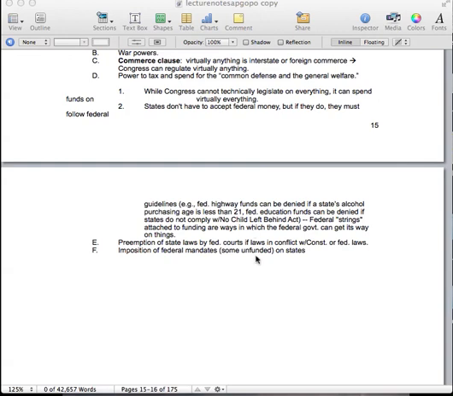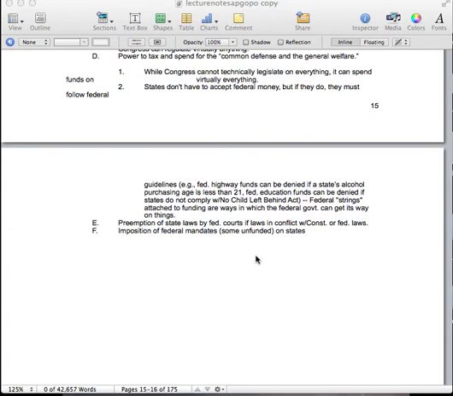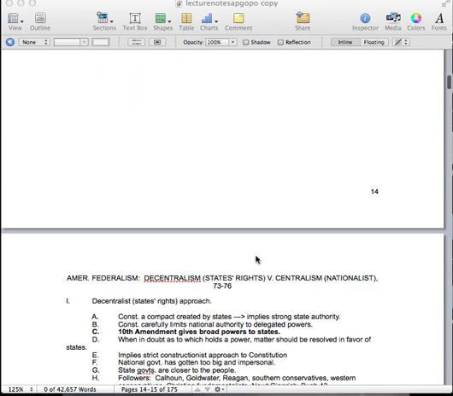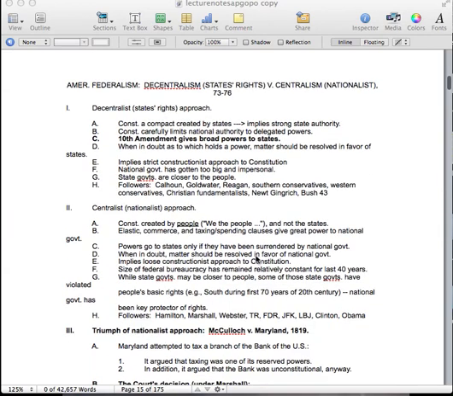These strings are attached to federal funds to get the federal government what they want. It's called blackmail. So just realize that, and we'll talk about E and F. So this is all about state rights versus national rights.